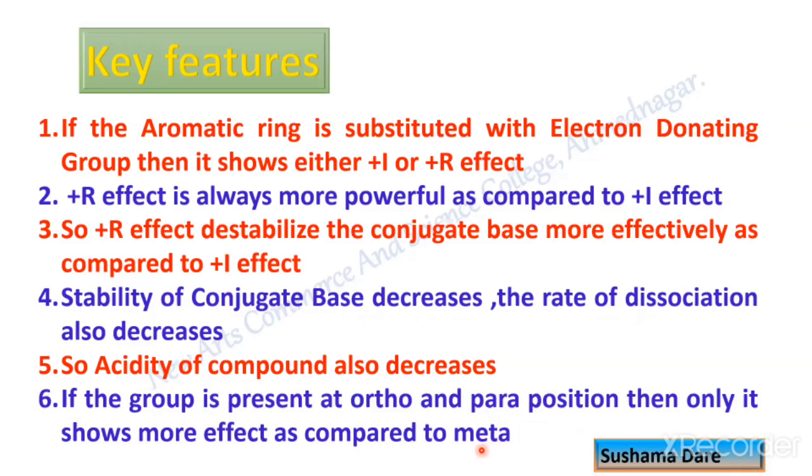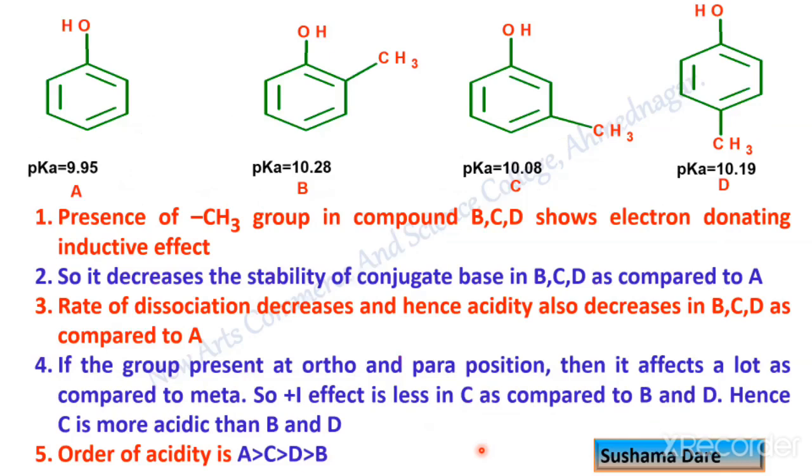So the same we can see here: whether the group is donating or withdrawing, if it is present at ortho and para position, then only we can see its more effect on the acidity of the compound. But if it is present at meta position, then its effect is a little bit less. So this is the example. Now phenol, then orthocresol, metacresol and paracresol.